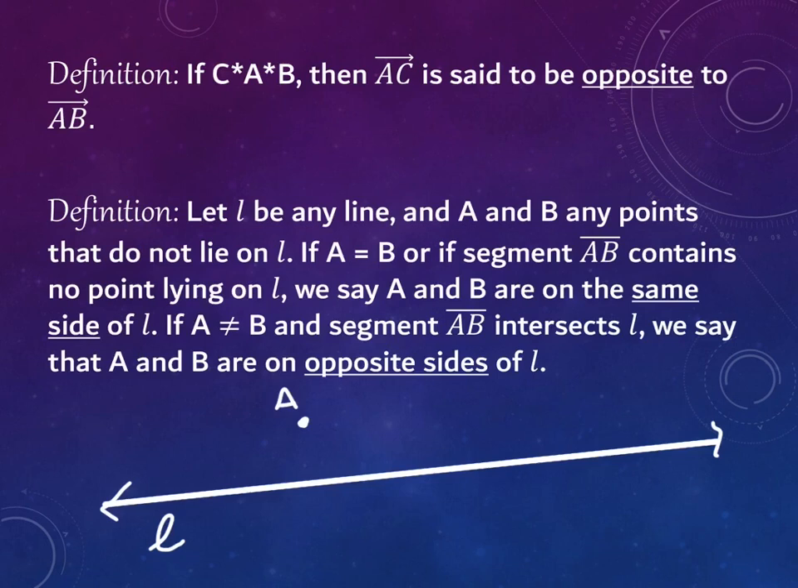The second scenario is that they're not the same, but if you were to connect them with a line segment, you would not cross L. So that would mean that A and B are on the same side of L. The third possibility is that when you connect them, you do cross L. And if you do cross L, then we would say that A and B are on opposite sides of L.